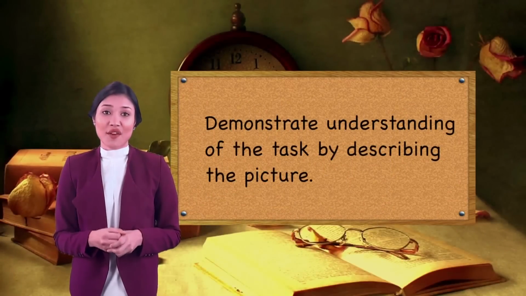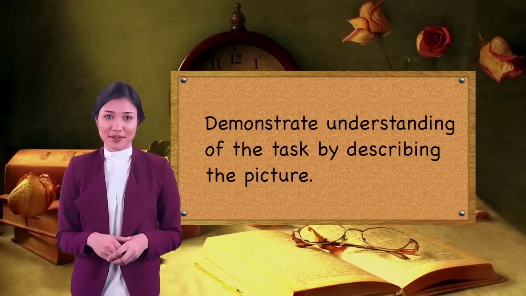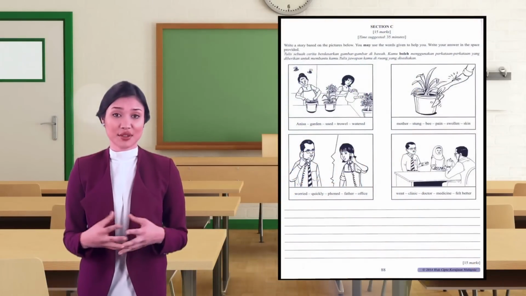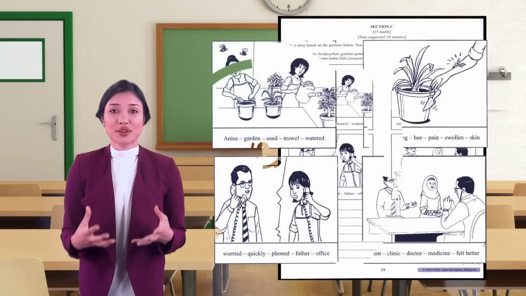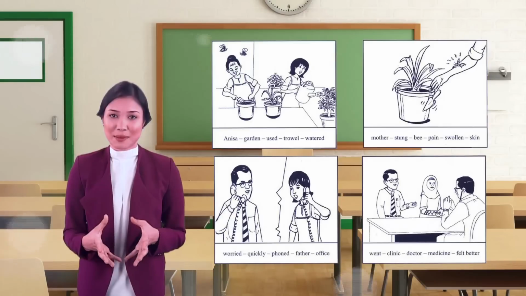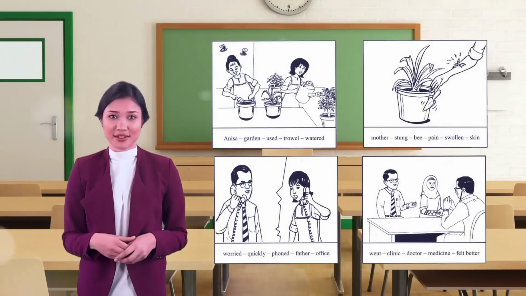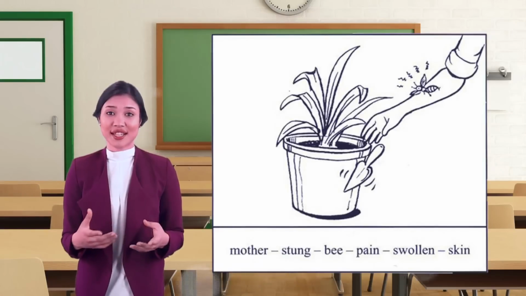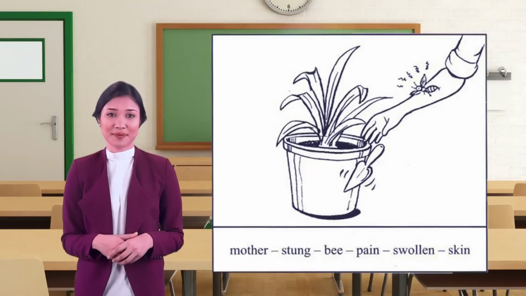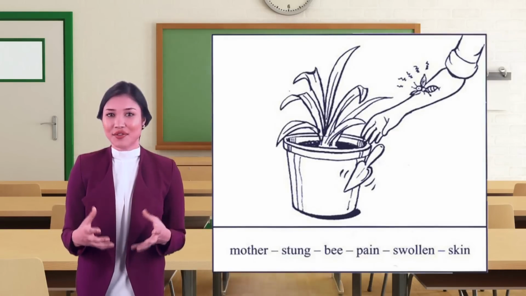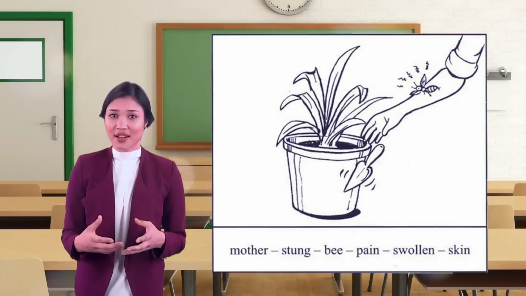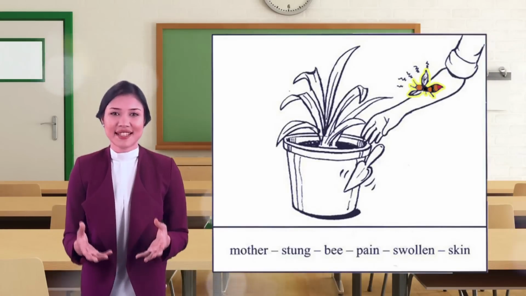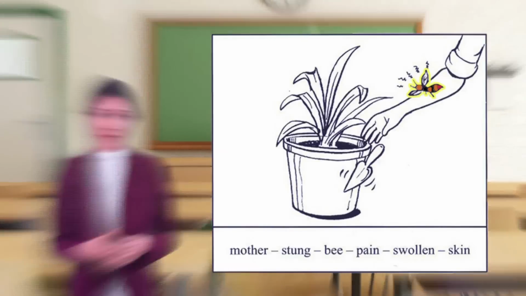Demonstrate understanding of the task by describing the picture. It is very important that you include details to describe the picture. The more descriptive you are, the better the readers can imagine what you are trying to express. For example, let's look at the second picture. What can you see and how can you describe the picture? It is understood from the picture and the notes given that the mother was stung by a bee. How can we expand this idea and describe more about the picture?